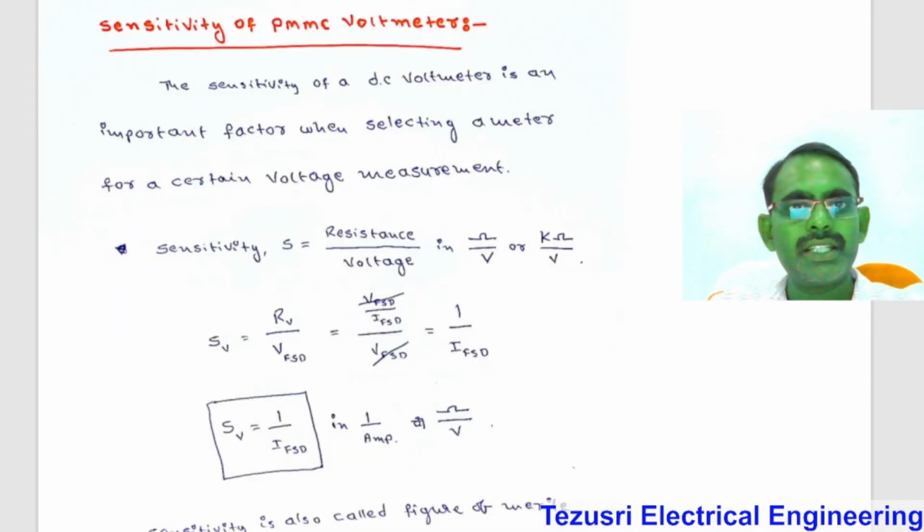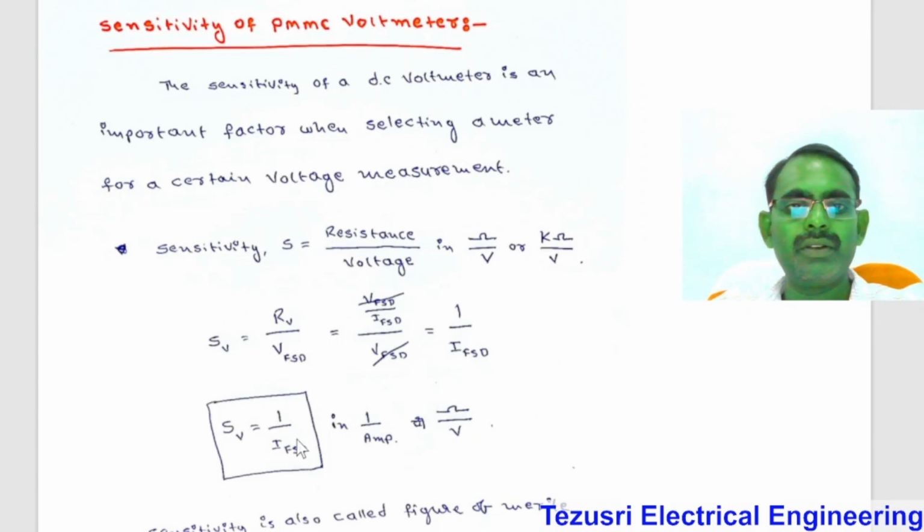Next, sensitivity of PMMC voltmeters. The sensitivity of a DC voltmeter is an important factor when selecting a meter for a certain voltage measurement. Here sensitivity S equals resistance by voltage, in ohms per volt or kilo-ohm per volt. Here the voltage sensitivity SV equals the resistance of the voltmeter divided by the full scale deflection voltage of the instrument.